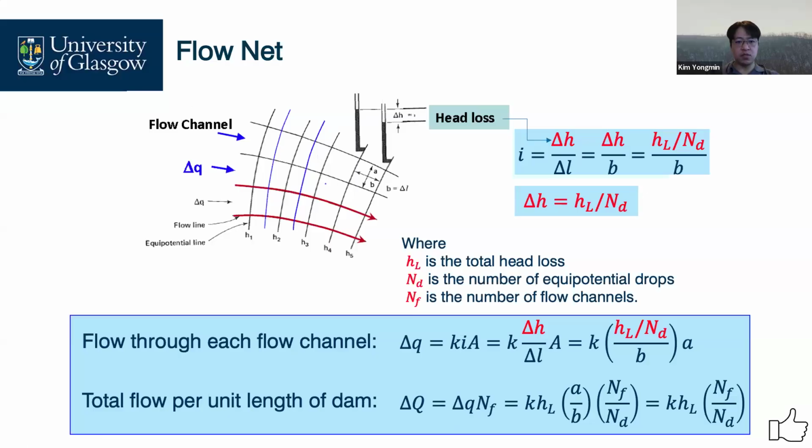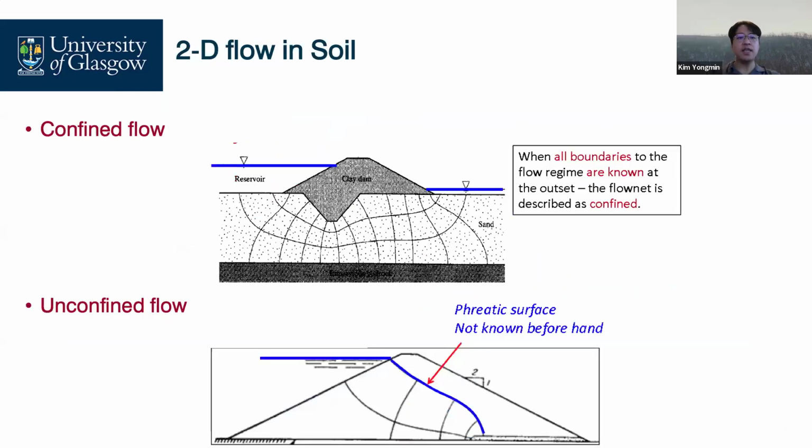That's why we can get these simple equations. You know soil permeability, and then head loss. You know the number of flow channels, the number of equipotential drops, which are our flow net geometric information. Then you can calculate the total flow rate.